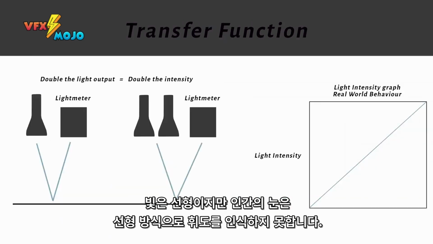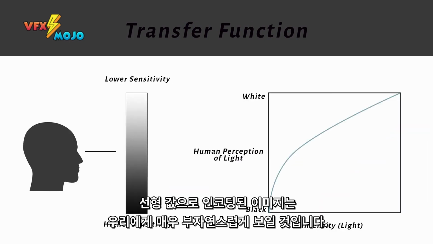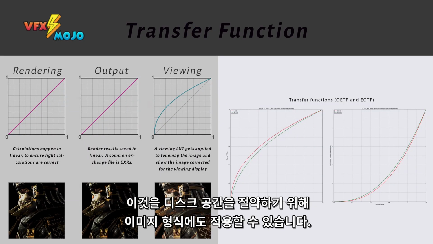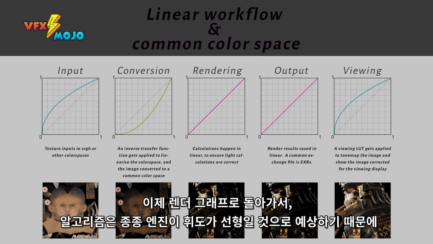Light is linear, but human eyes don't perceive luminance in a linear fashion. Our eyes are more sensitive in darker areas. An image encoded with linear values will look very unnatural to us. To compensate, we apply a transfer function to encode luminance in a non-linear fashion. We can apply this also to image formats. To save disk space, it is preferable to encode a transfer function into the image to favor tonal values our eyes actually see. Now back to our render graph.